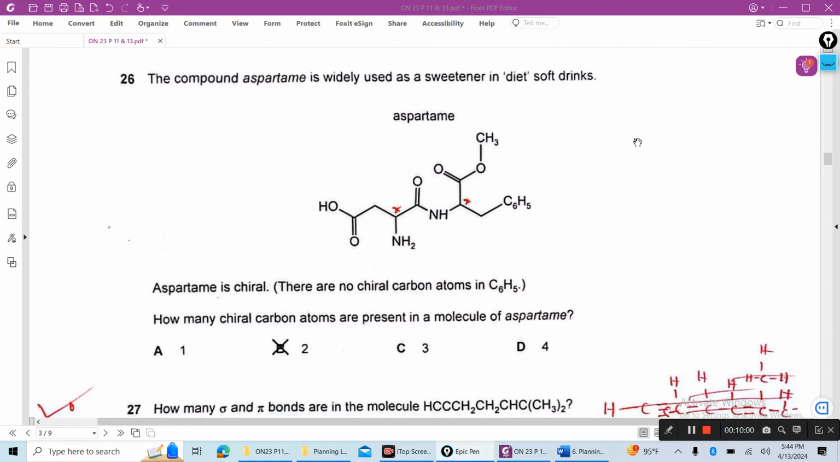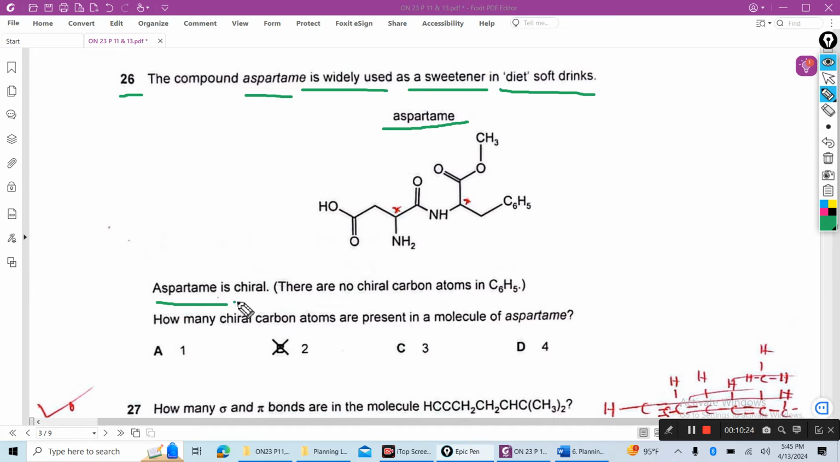Then 26. The compound aspartame is widely used as a sweetener in diet soft drinks. Aspartame, this is an organic molecule. Aspartame is chiral. There are no chiral carbon atoms in the benzene ring phenyl group. How many chiral carbon atoms are present in a molecule of aspartame?